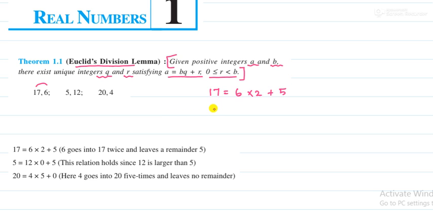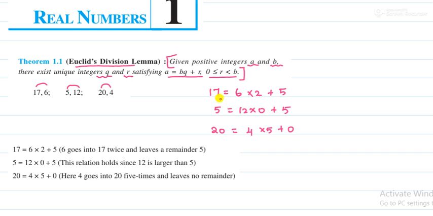We'll move on to the second example, 5 and 12. 5 is equal to 12 times 0 plus 5. Here this relation holds since 12 is greater than 5. We'll move on to the third example, 20 and 4. Here 4 goes into 20 5 times and leaves the remainder 0.